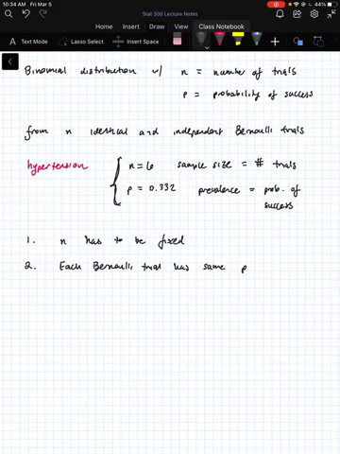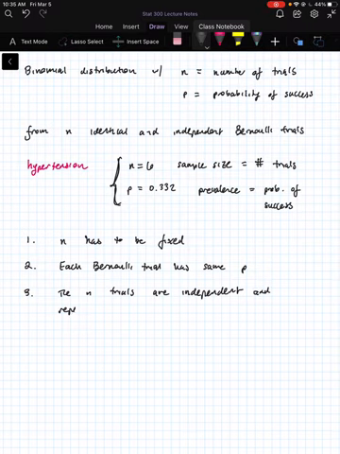That can't change throughout. So each person that we've taken in our sample has the same prevalence because they come from the same population. Lastly, the n trials have to be independent. So what happens for one person having hypertension doesn't affect the next person having hypertension, or the likelihood of that, and repeated under identical conditions.